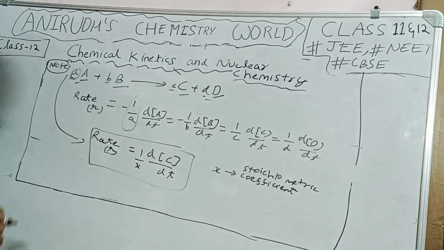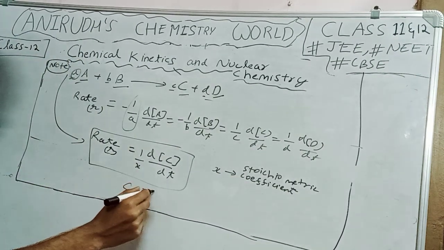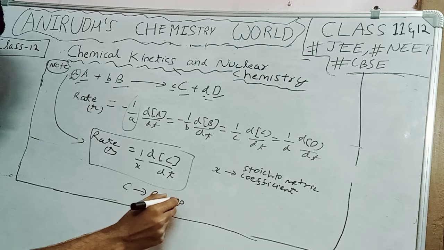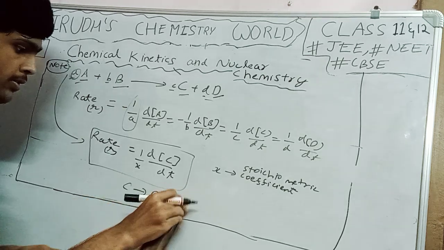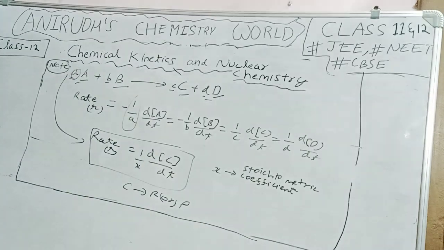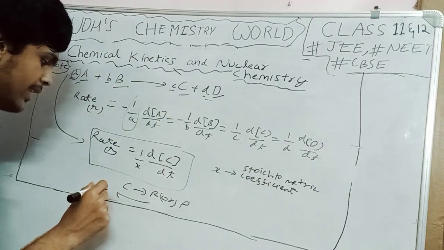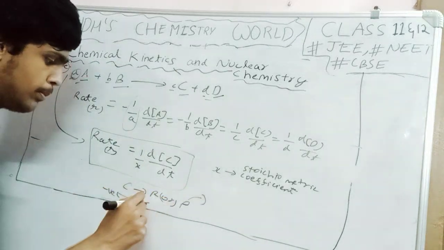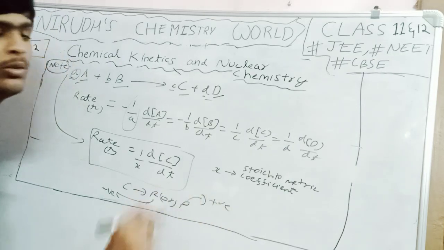So this is the general thing. The C can be either a reactant or a product. If it is a reactant, it should have a minus. If it is a product, it should be plus. You know it very well.